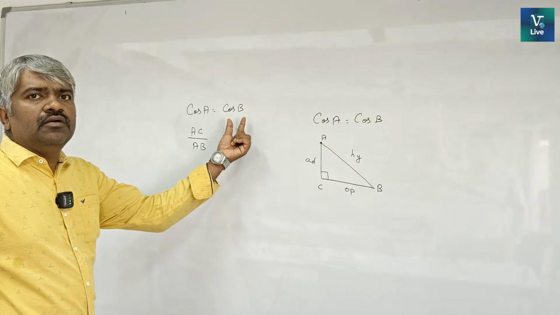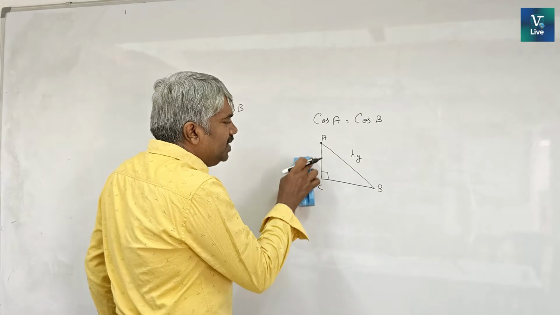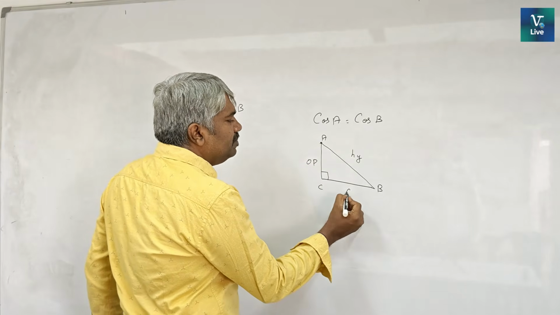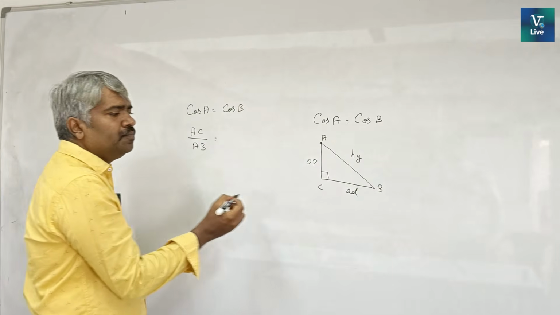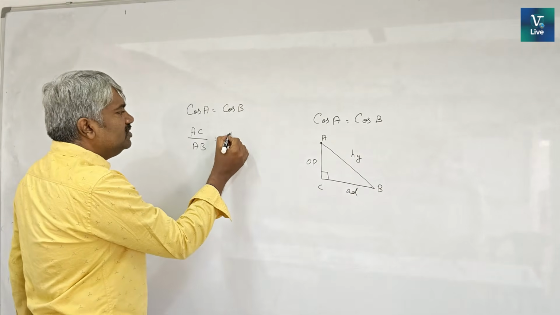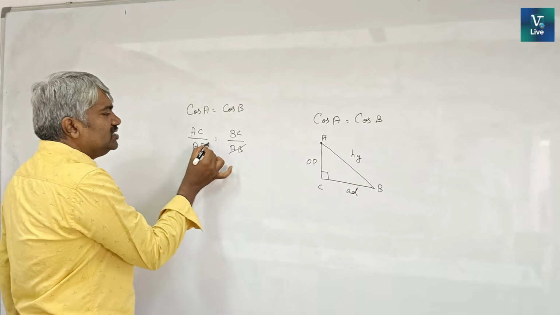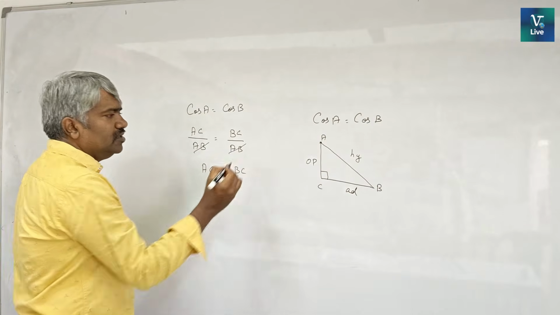Now I am going to the next position B. When you are standing at B, the side AC is opposite and BC is adjacent. In this case, what is the cos B value? Adjacent by hypotenuse, which is BC by AB. You can cancel these two values. Therefore, AC is equal to BC.